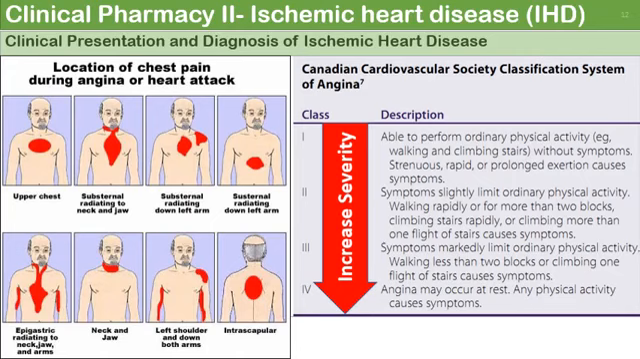Typically, the pain is substernal chest pain radiated to the neck, the left arm, and sometimes to the jaws. This is the typical symptom.